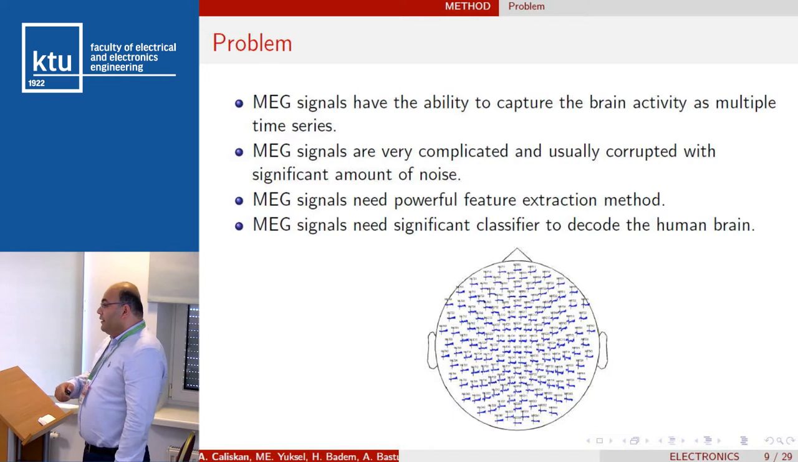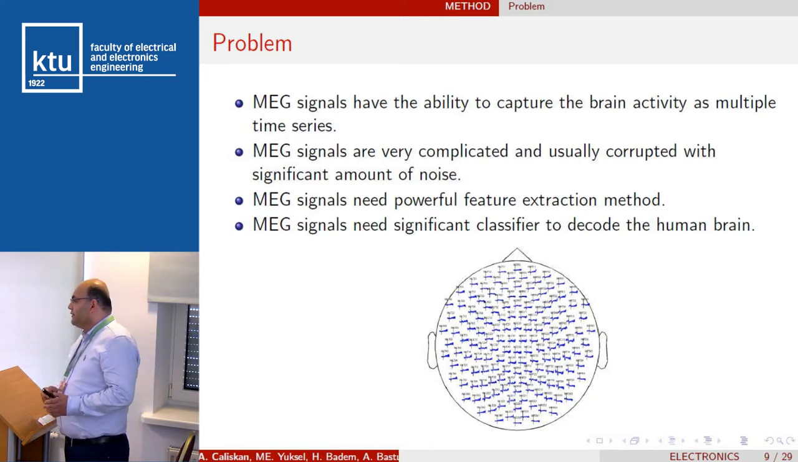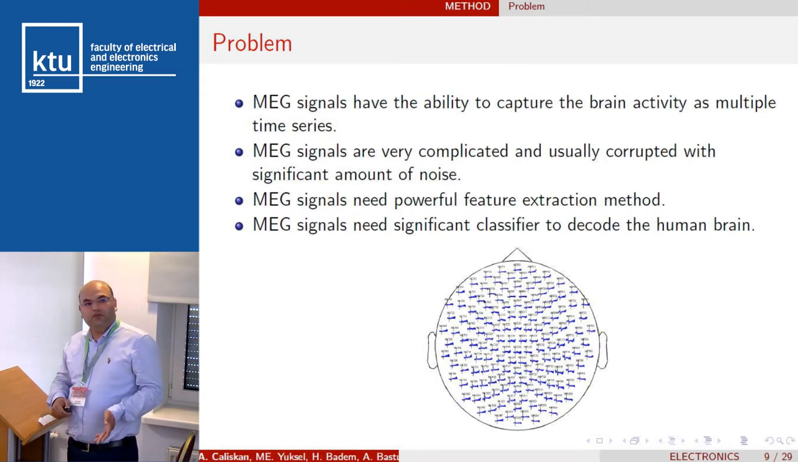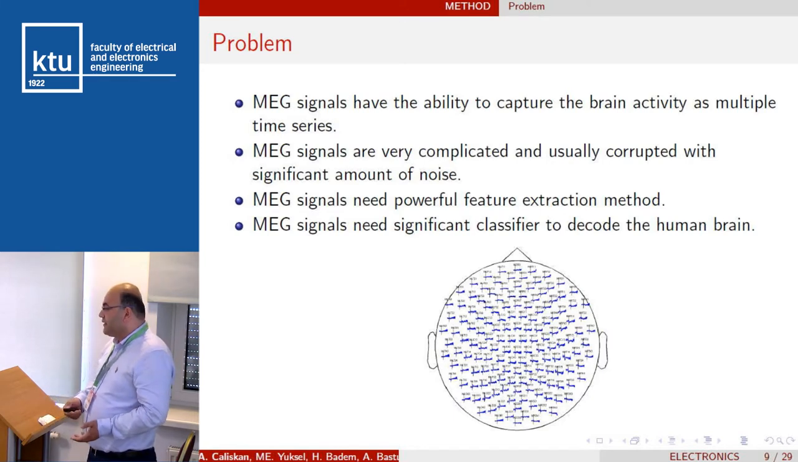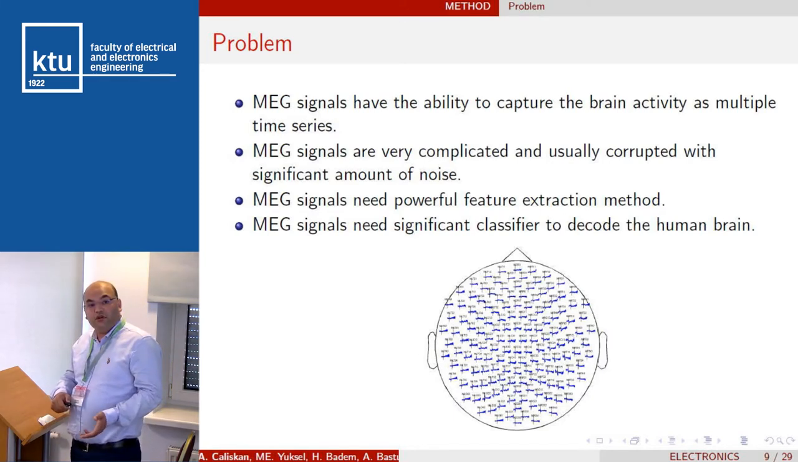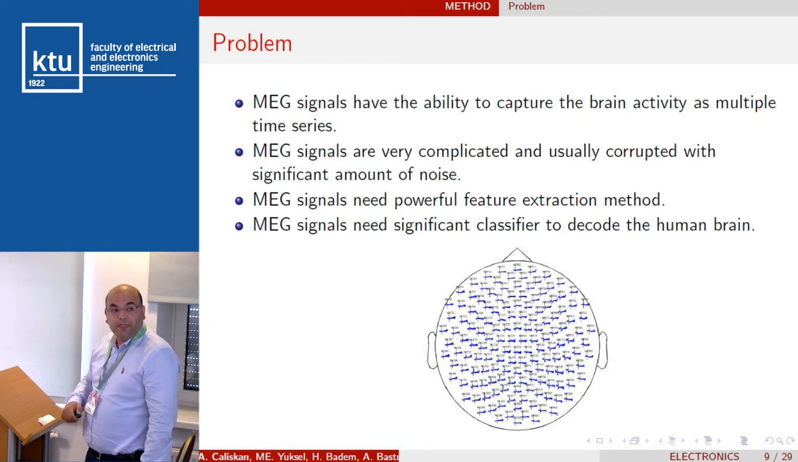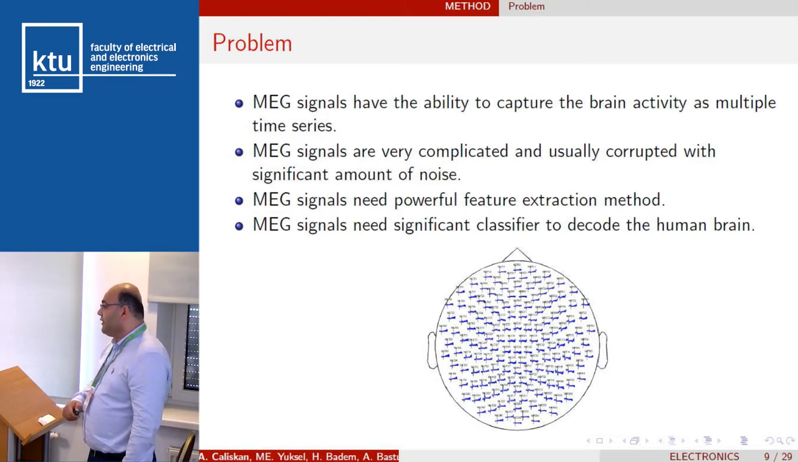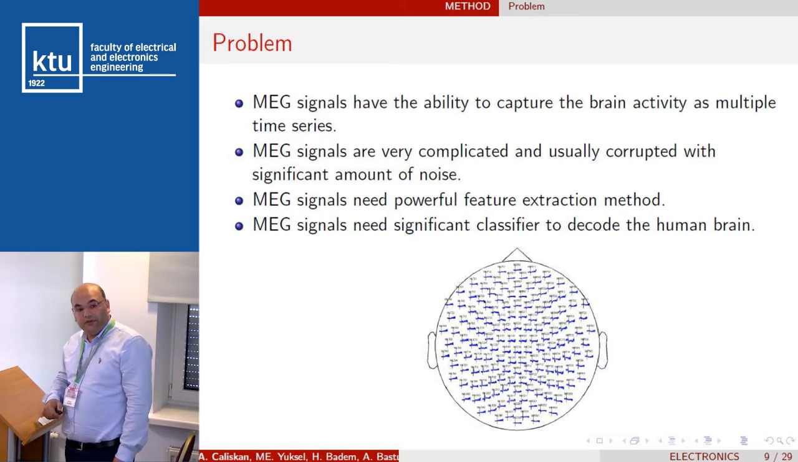Therefore, in order to analyze the MEG signal, you need three main processes. First, you need pre-processing steps and a feature extraction process. And the last one is classification. So MEG signals need a significant classifier to decode the human brain activity.